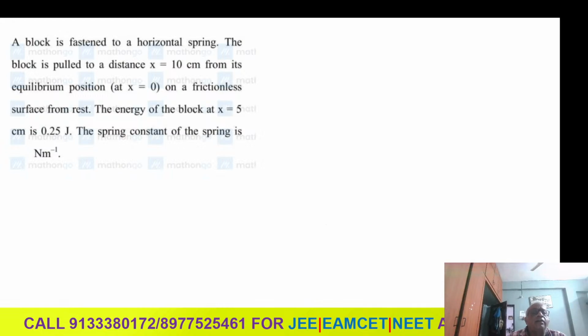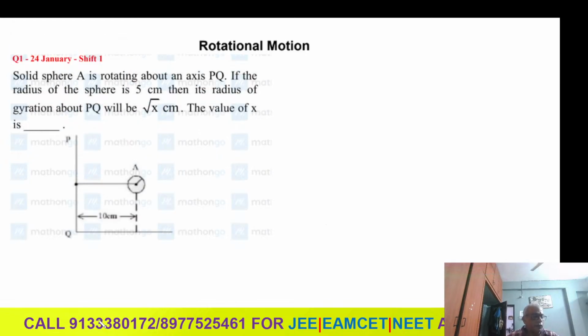Here, this is also a spring based question. We'll come back to this question in the last 2 minutes. Now we are starting from rotatory motion questions. After completing rotatory motion questions, we'll come back again to those gaps problems.